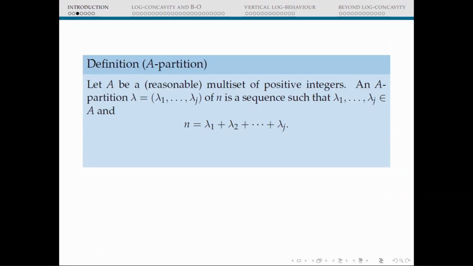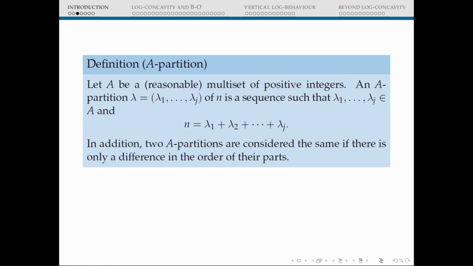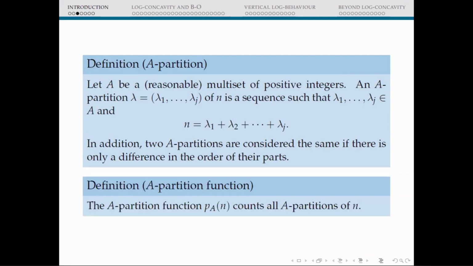And we also need an additional requirement which will tell us that this is in fact a different object than the A-composition. So we have an additional assumption that 2 A-partitions are considered the same if they differ only in the order of their parts. And especially as in the case of the partition function, we can define the A-partition function.